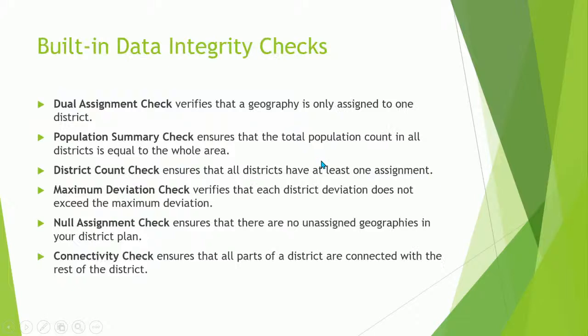This is a list of the built-in data integrity checks. I won't spend too much time on this. Just as an example, they have the dual assignment check. This allows you to make sure you're not assigning a particular spatial area to two districts. The null assignment is pretty self-explanatory. It just makes sure there are no unassigned geographies. And then the connectivity is the one I mentioned previously, about multi-part districts. So say you had a large District 1, but then also accidentally assigned a certain geographical area to District 1 as well. This check would allow you to catch that.